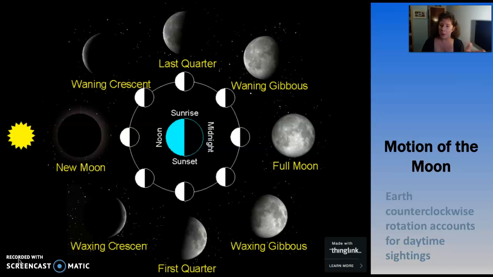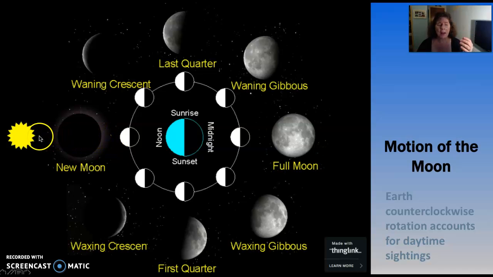Look at the sun and where it's at. Look at the earth and where it's at. The earth is turning counterclockwise, and keep that in mind so that you come up with the sun rising in the east and the sun setting in the west with the earth's rotation. In the middle, there's noon and midnight. Keep that in mind. The moon rotates around the earth and is continually lit by the sun.